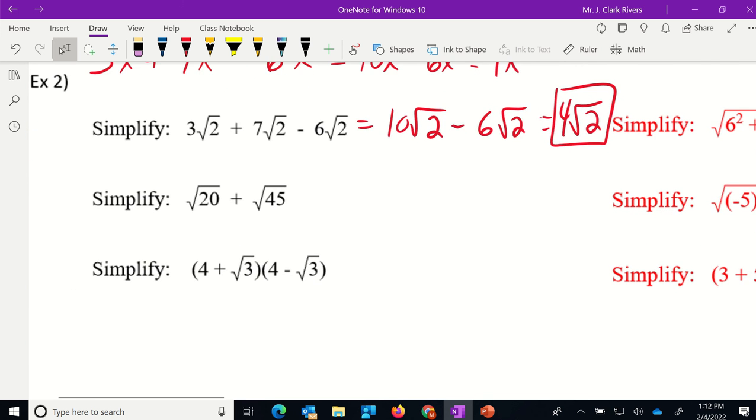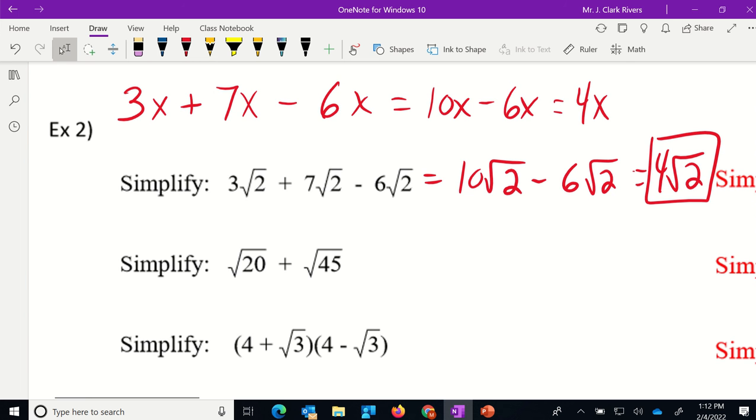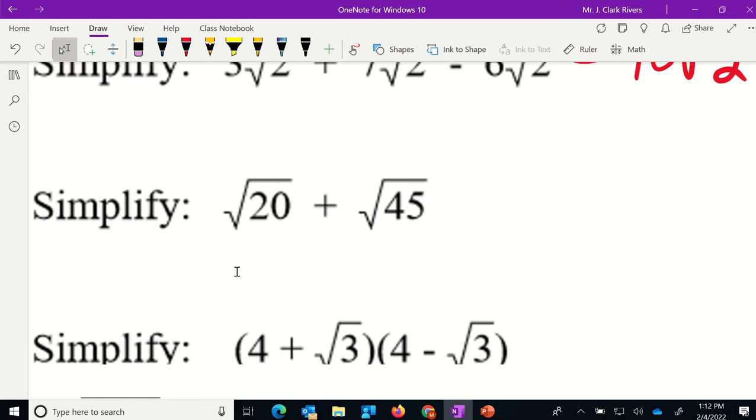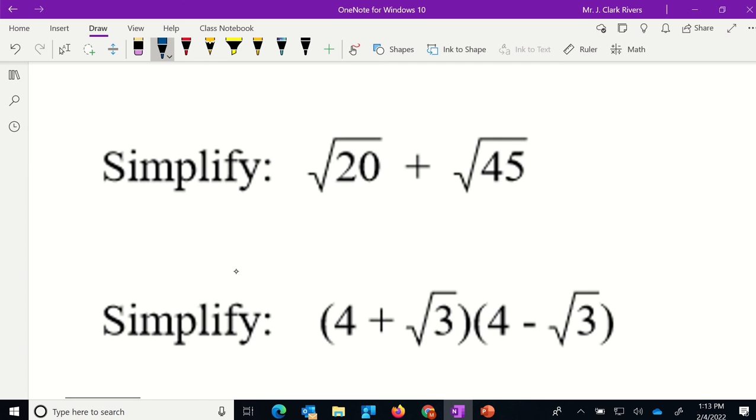Okay. Let's take a look at the second one here. Y'all still need to write that. I kind of breezed through pretty quick. Okay. This next one here, square root of 20 plus square root of 45. It looks like these are not like terms. It looks like we can't add them. Please don't tell me this is square root of 65, because that's not true. This would be like we had x plus y. Well, we can't add x plus y. Not possible. They're not like terms.